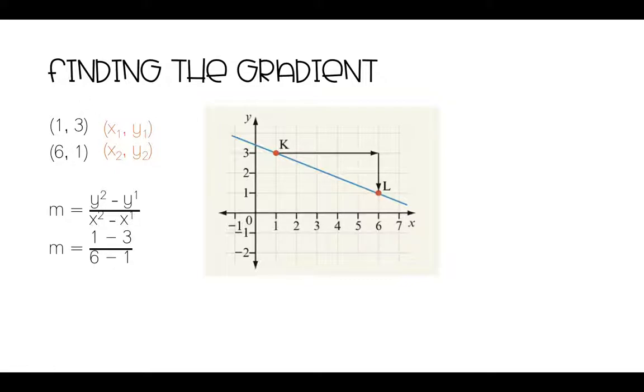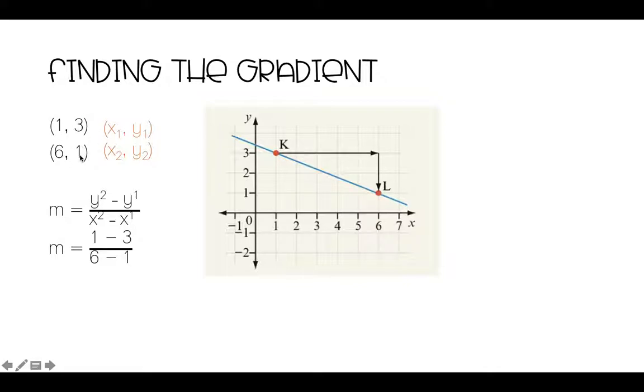Remembering that y comes first when we're doing this, because it's rise, which is fall or rise, over our run, which is the horizontal. So our rise is 1, so our y2, 1, take away our 3, which is our y1, over 6, take away 1. So you can see here that when I did the y2, y1 and the x2, x1, I started with this coordinate here, and then I subtracted these ones.